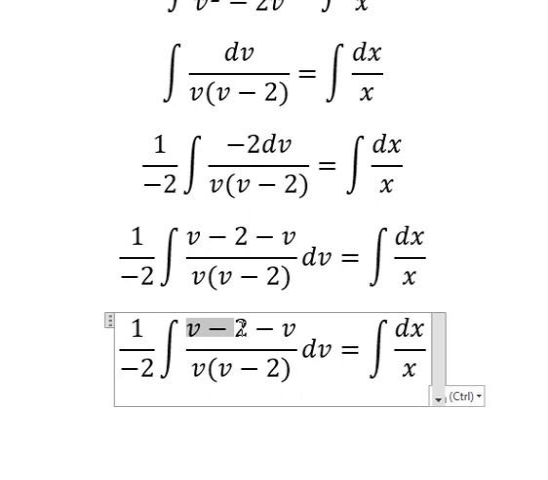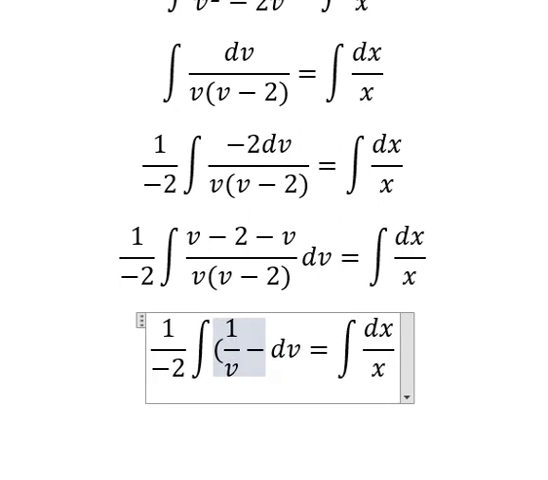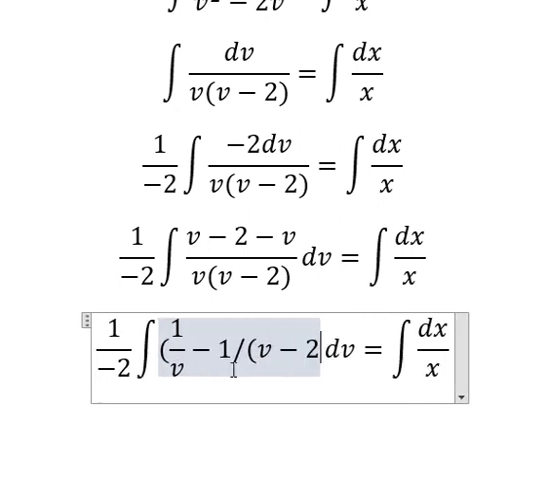So v minus number 2 divided by v minus number 2, we have number 1. v divided by v, we have number 1. So we have 1 over v minus 1 over v minus number 2.